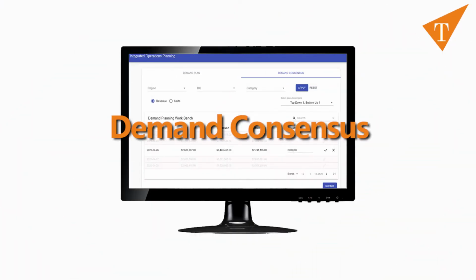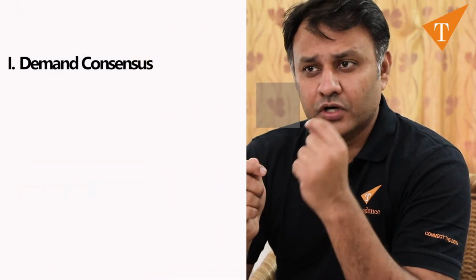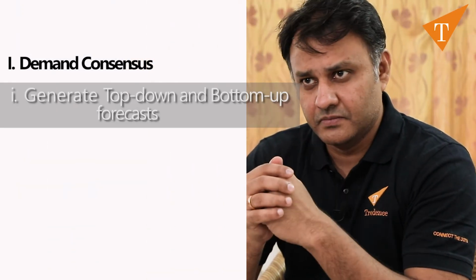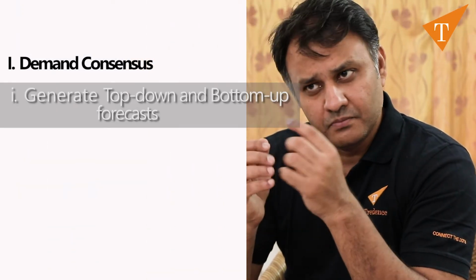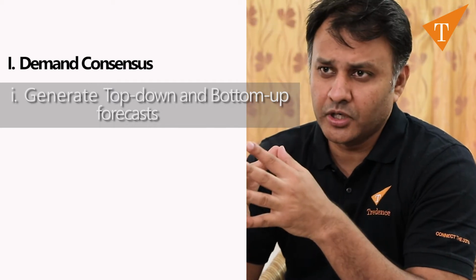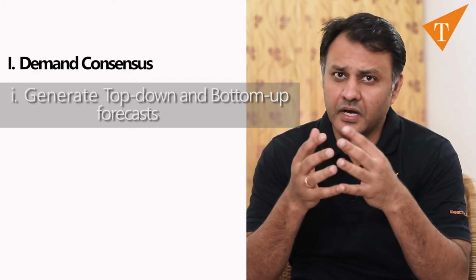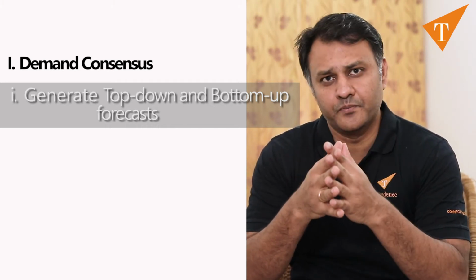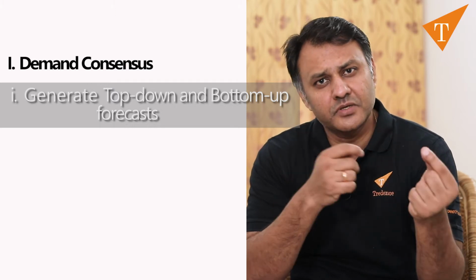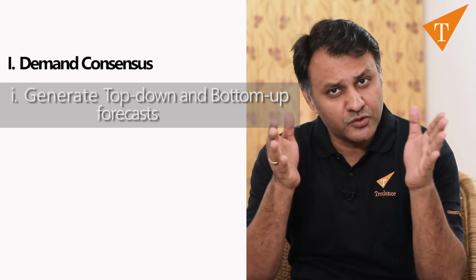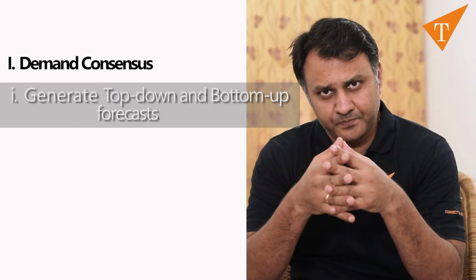The first module is the demand consensus module. Within this module, the first thing that we are trying to arrive at is a forecast that everyone agrees on. We do so by providing various top-down and bottom-up forecasts that address concerns of merchandising teams, sales and marketing teams, operations teams, and so on.